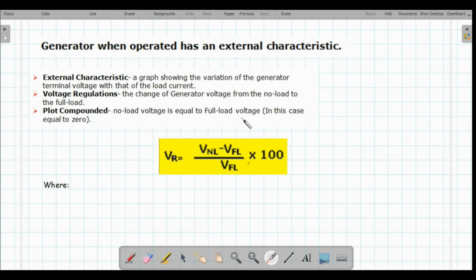Tinatawag mong flat compounded kapag yung no load voltage ay equal sa full load voltage. So sa kaso nito, equal siya sa zero.